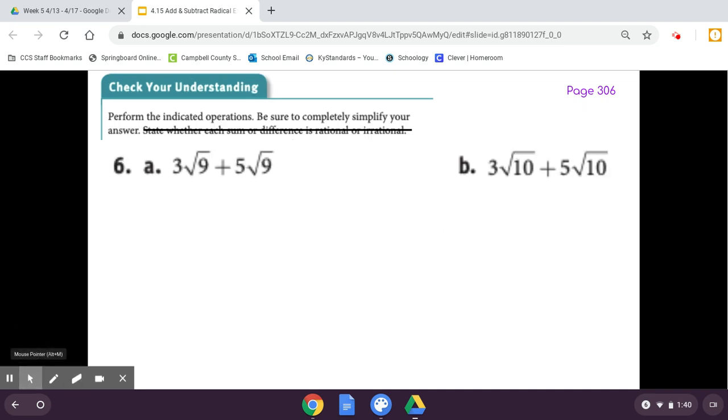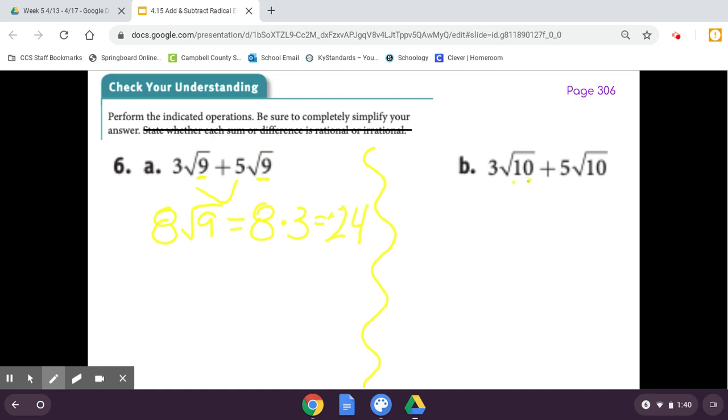We're still doing some check for understanding. So we're going to start with 6a and then we'll do 6b. 6a is a little bit different, so it's actually easier. As you can see, like I've been saying, the numbers underneath the radical are the same. So we can add these together, combine the like terms, leaving us with 8 square root of 9. But we all know that 9 is a perfect square, so this is actually 8 times 3, which leaves us with a real nice number of 24. It's a little bit different than the others, but nothing too challenging.